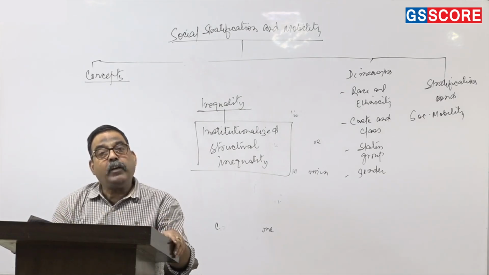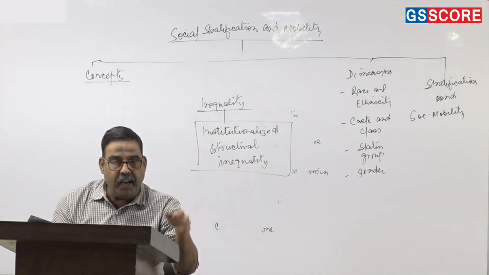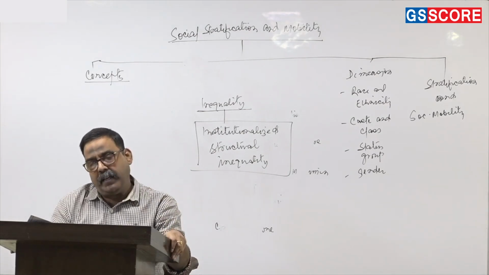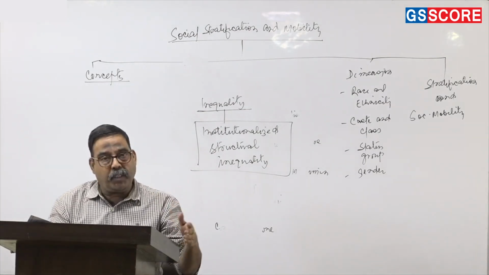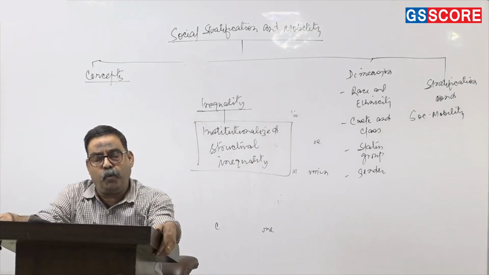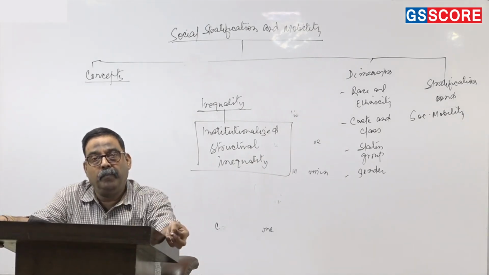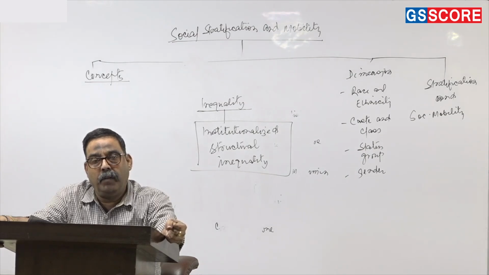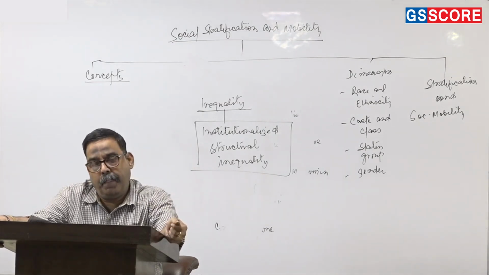one is by Eric Olin Wright, the contradictory class locations, that is the concept which is provided. And another work is by Frank Parkin, the social closure. Same dimensions will be the basis of the social closure. Exclusion, usurpation, such kind of concepts will be coming out.